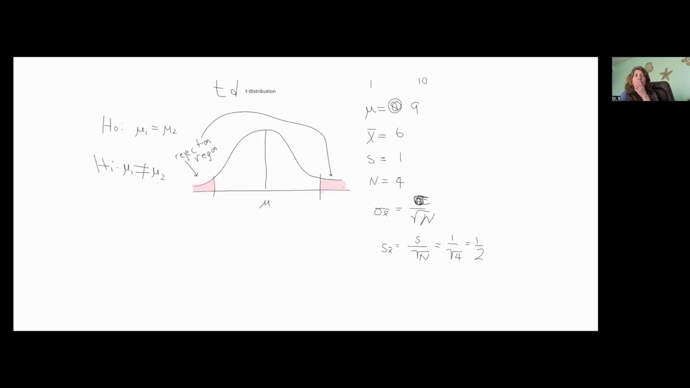And so you generate your rejection region, or you generate your T distribution, you identify your rejection region. And the way that we do this is a little different.